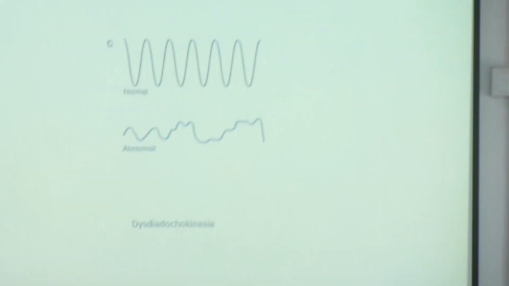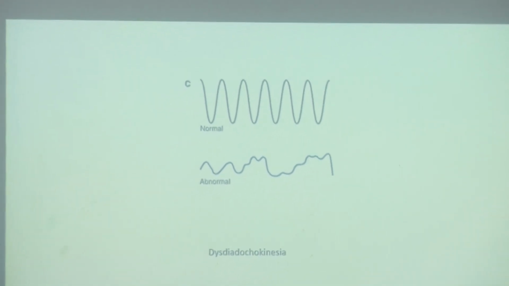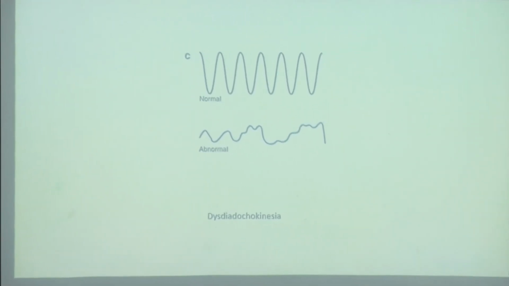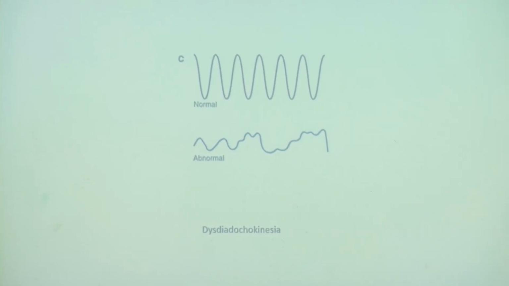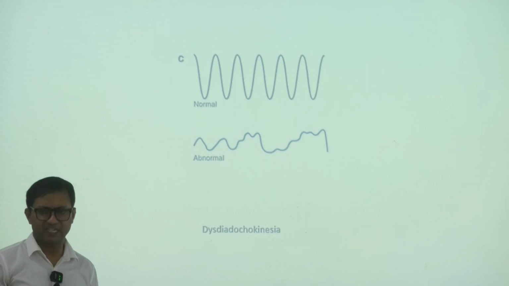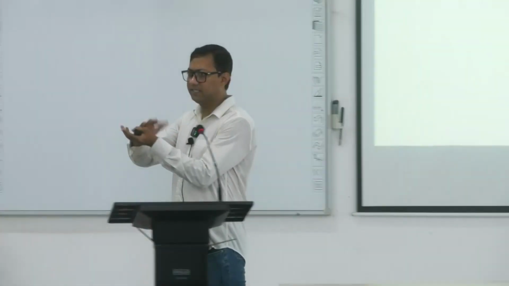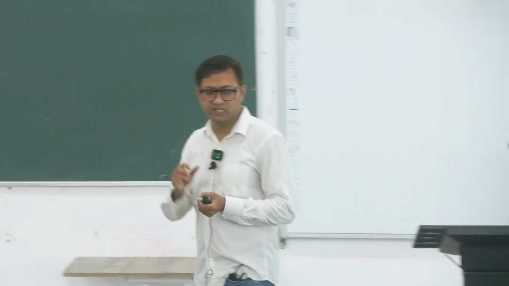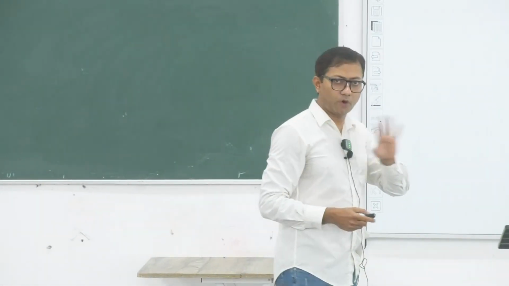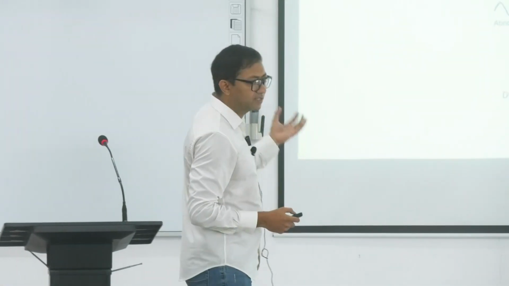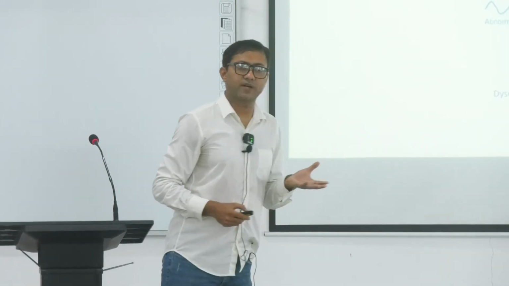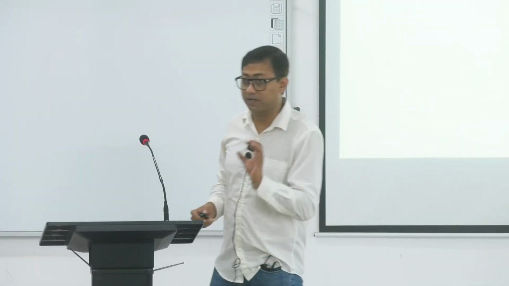Next point, dysdiadochokinesia. All of you know, you have gone through it during the examination of the motor system, under the heading abnormal movement or coordination of movement, right? So it is the inability to perform rapid and alternate movement. You can test this by finger nose test, by heel shin test. So there are multiple ways of testing whether there is any dysdiadochokinesia or not. Dysdiadochokinesia is defined as inability to perform rapid and alternate movement.